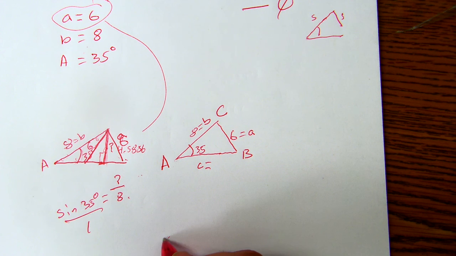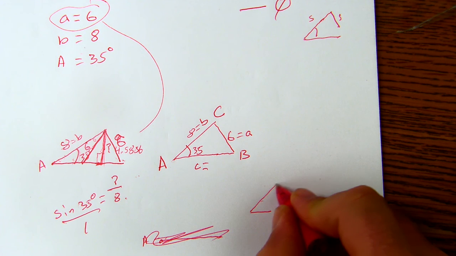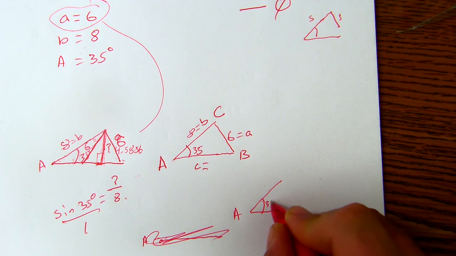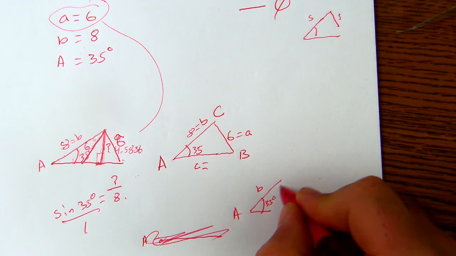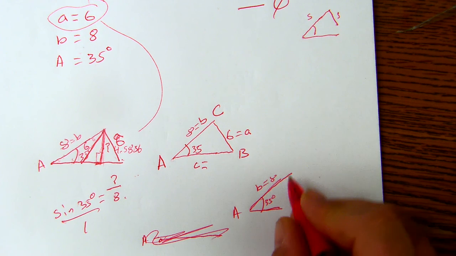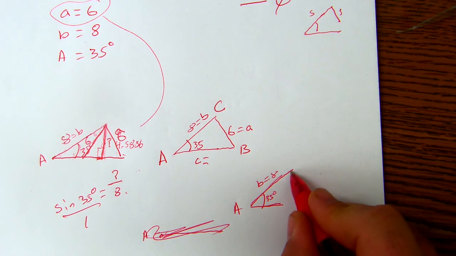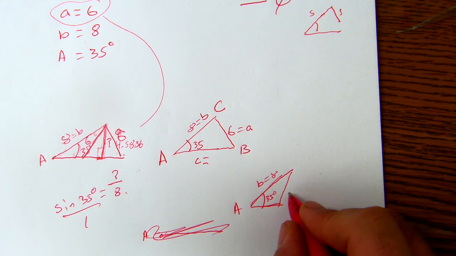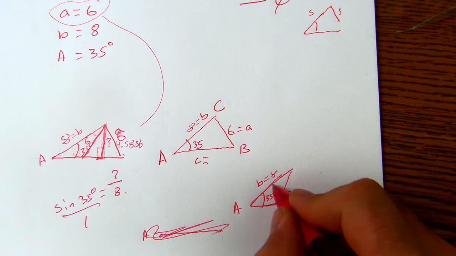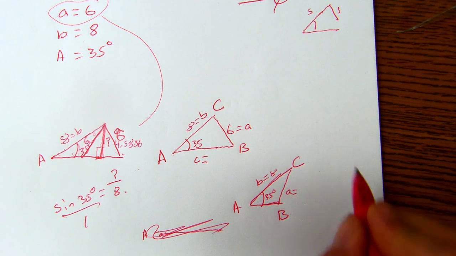But if you drew the other situation, let's start again. Angle A is still 35 degrees, side B is still 8, and side A is 6. But instead of having it go out this way, there's nothing that says it can't go that way. Then let's say that's angle B, and that would be your angle C, and you could solve this triangle.